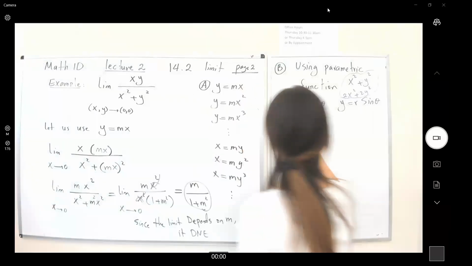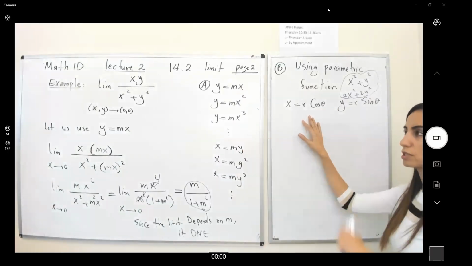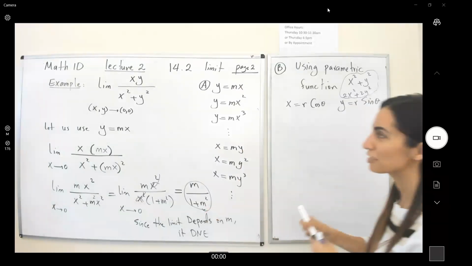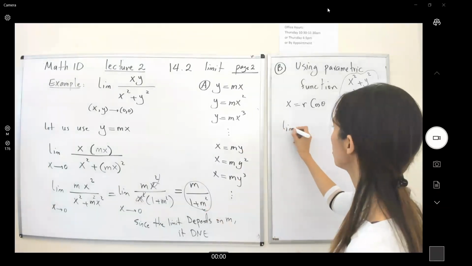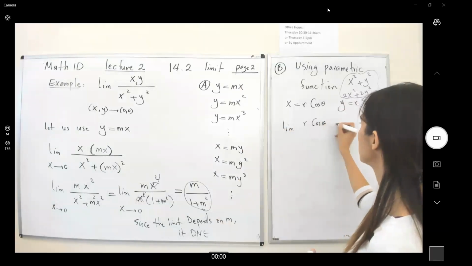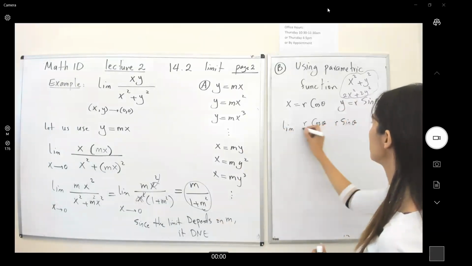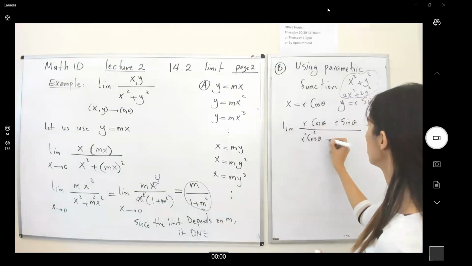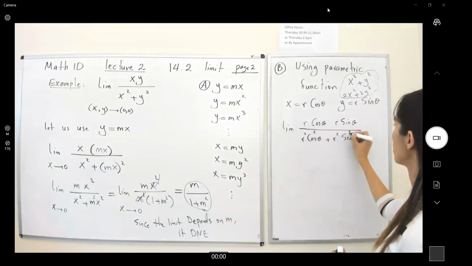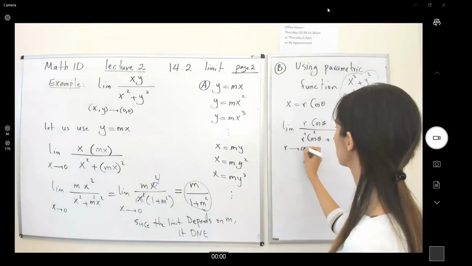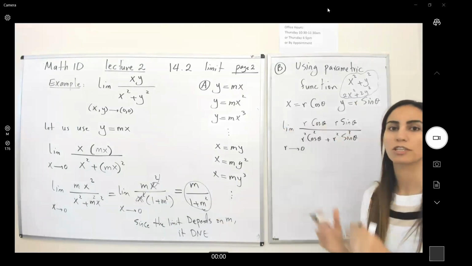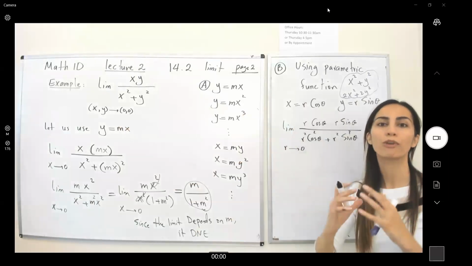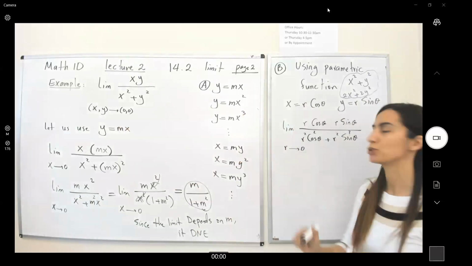Okay, now let us use the second method to check to see if it matches the result that we actually have here. You have the limit of r cosine theta times r sine theta divided by r squared cosine squared theta plus r squared sine squared theta, as r goes to 0. Your circle is shrinking because you're finding the limit toward the origin. That's why we send r to 0.